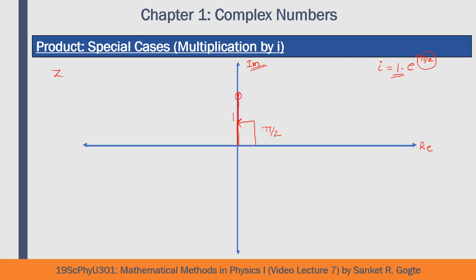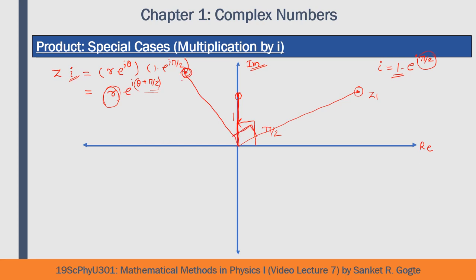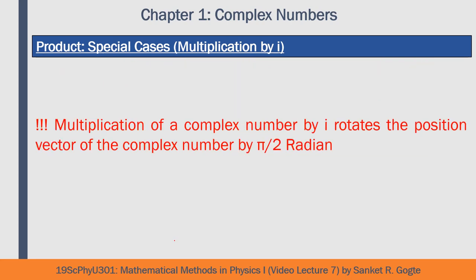When I multiply a complex number z, say r into e to the power i theta, by i, which is 1 into e to the power i pi by 2, what I get is r into e to the power i theta plus pi by 2. So if z is somewhere here, then what happens when I multiply it by i? You can see that the modulus is unchanged, whereas the argument is increased by pi by 2. So this position vector is now rotated by 90 degrees. This is the geometrical interpretation: multiplication of a complex number by i rotates the position vector of the complex number by pi by 2 radians.